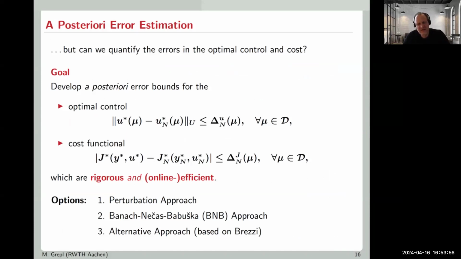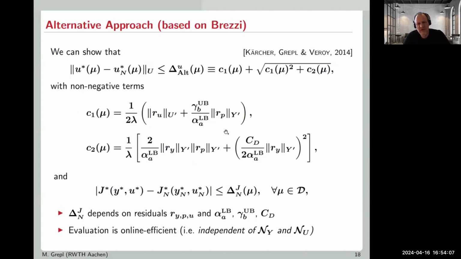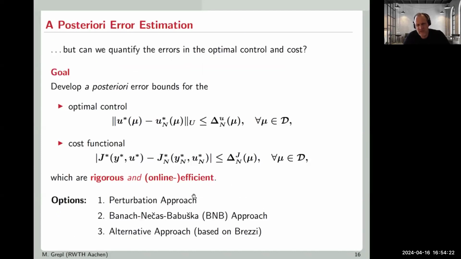And now, concerning your question, which one is the best? We looked at the behavior of these bounds. If I plot it here, the control bound and the cost functional bound, depending on the regularization parameter lambda, it turns out that as lambda becomes small, the perturbation bound deteriorates quite badly.